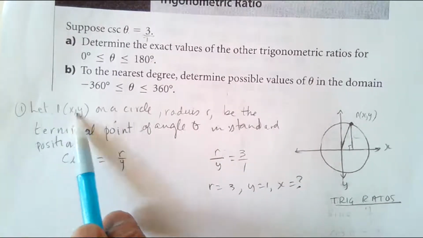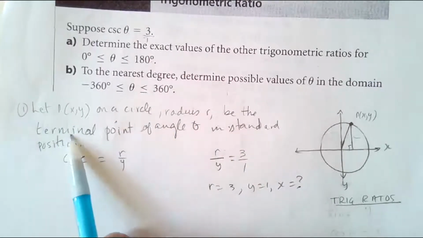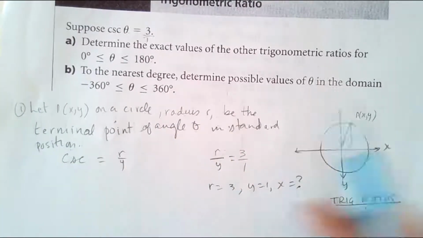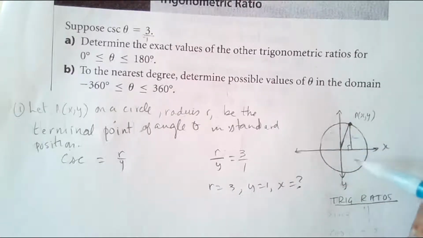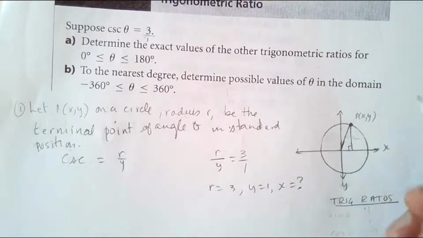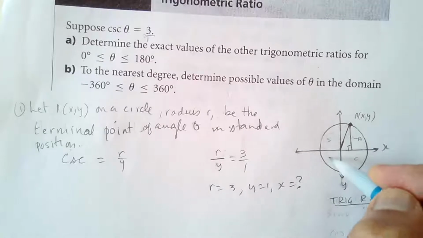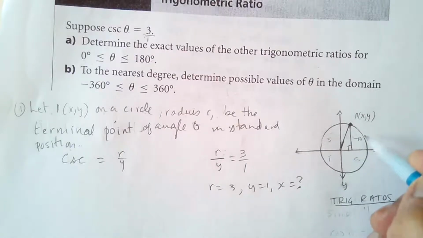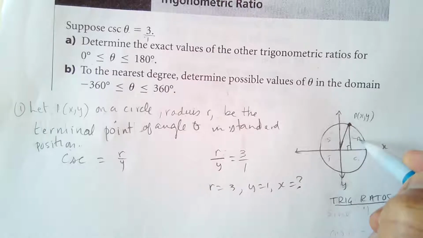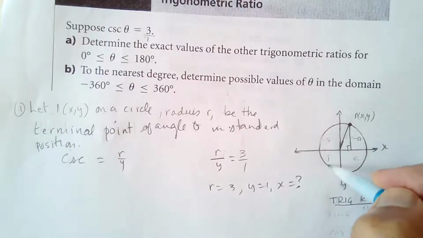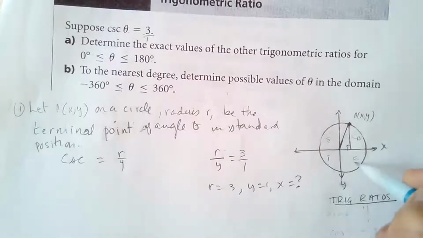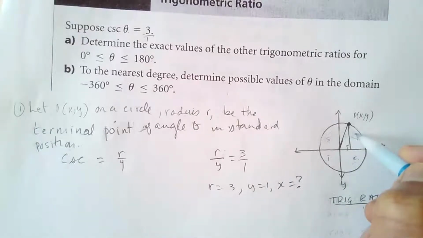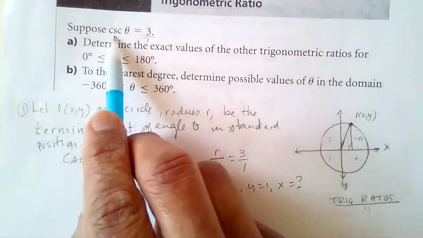Now let P(X, Y) on the circle of radius R be the terminal point of an angle theta in standard position. If we let that, it's basically a sketch of what it will look like. We have our standard position. Also remember your CAST rule: C-A-S-T. Cosine is positive here. All the trig ratios are positive in the first quadrant. Only sine is positive here, and tangent is positive in the third quadrant. Cos and secant are positive here. So here we have cosecant and it's positive.